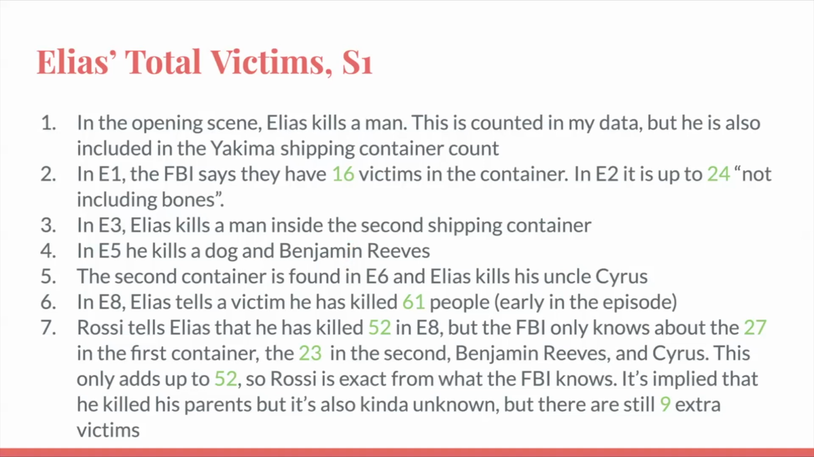In episode 8, early in the episode, Elias tells a victim he has killed 61 people. Later in that same episode, Rossi tells Elias that he has killed 52. But the FBI only knows about the 27 in the first container, the 23 in the second, Benjamin Reeves, and Cyrus. This only adds up to 52. So Rossi is exact from what the FBI knows at this point. It's implied that Elias killed his parents, but it's also kind of unknown, and there are still 9 extra victims, so even if we include his parents, there's still 7 extra victims.